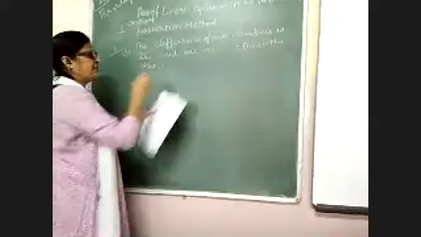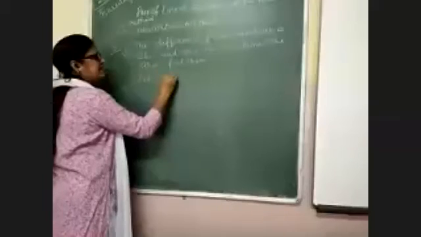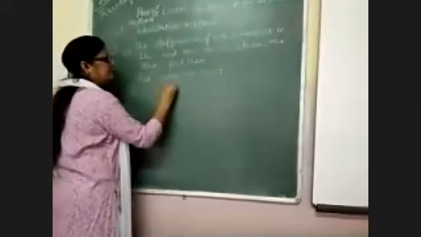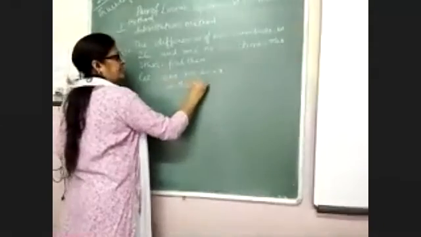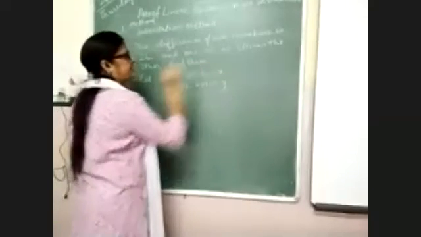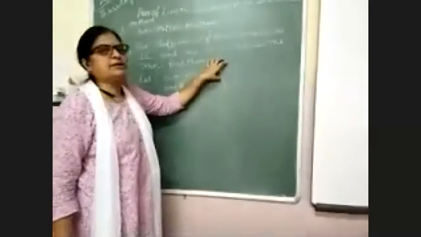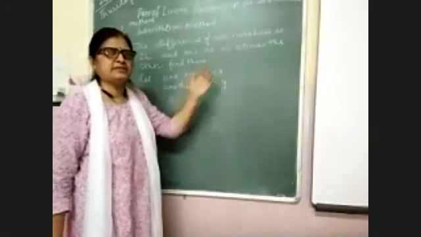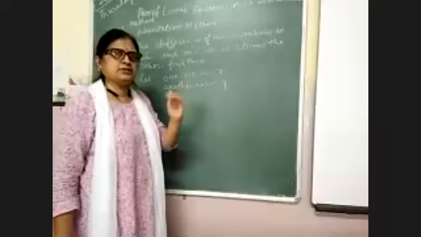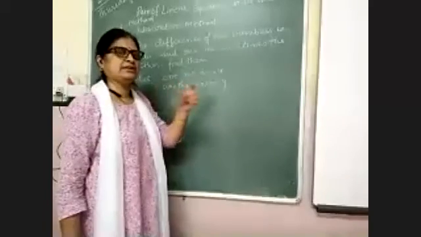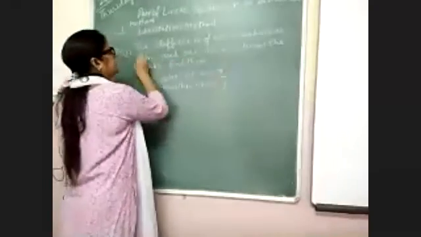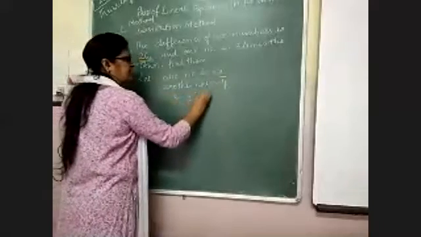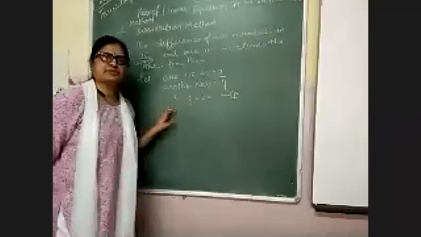How will you solve this question? Let one number be x and the other number be y. We have to assume that one number is greater than the other, because when you subtract these two numbers, the smaller number is subtracted from the greater number. So the difference of the two numbers is 26, then x minus y equal to 26. This is your first equation.